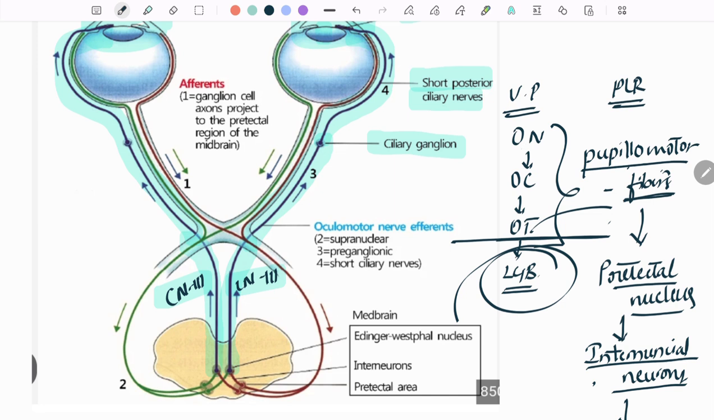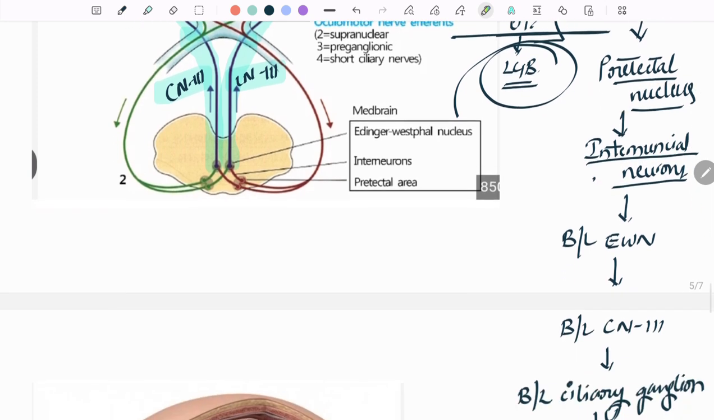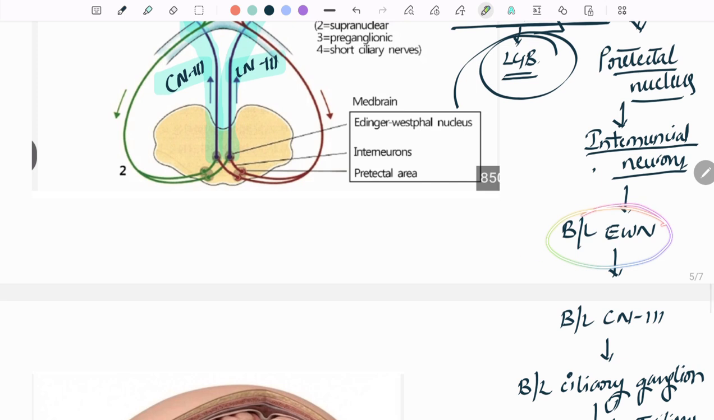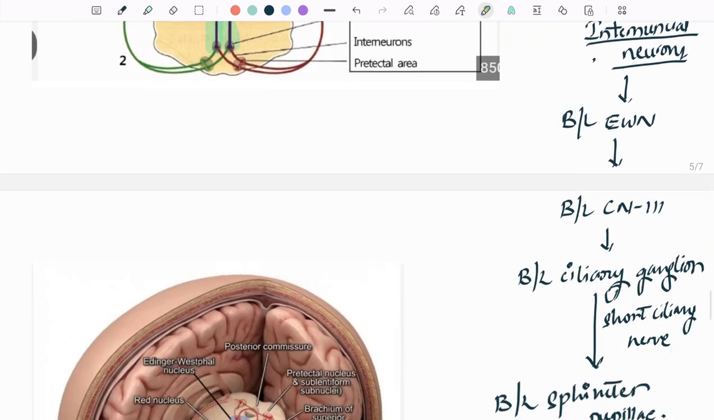So the first three parts of the visual pathway are the same in the pupillary light reflex. It starts with the optic nerve, optic chiasm, and from the optic tract, pupillomotor fibers will separate before reaching the lateral geniculate body, which reach the pretectal nucleus, and then it sends stimulus to the internuncial neurons. This internuncial neuron stimulates the bilateral Edinger Westphal nucleus, which stimulates the bilateral third cranial nerve, and then the ciliary ganglion, from which arises the short ciliary nerve, which stimulates the sphincter pupillae of both eyes, leading to constriction of the pupil. So in this we covered both the direct light reflex as well as the indirect light reflex.